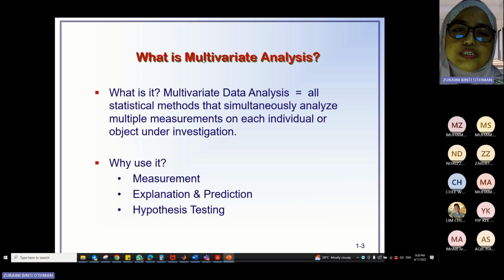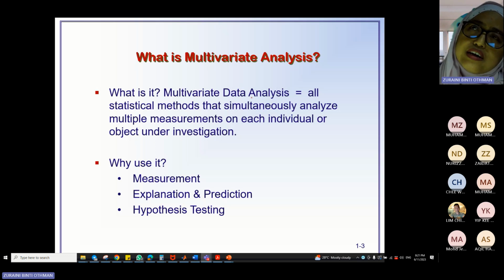Okay, what actually is multivariate analysis? Multivariate data analysis is all statistical methods that simultaneously analyze multiple measurements on each individual or object under investigation. Actually, this name, multivariate, only I can annotate. Okay, multivariate means that it has many variates. Like if we say multi-purpose, that's many purposes, right? Multivariate contains many variables, and it is measured on an individual or object under investigation.